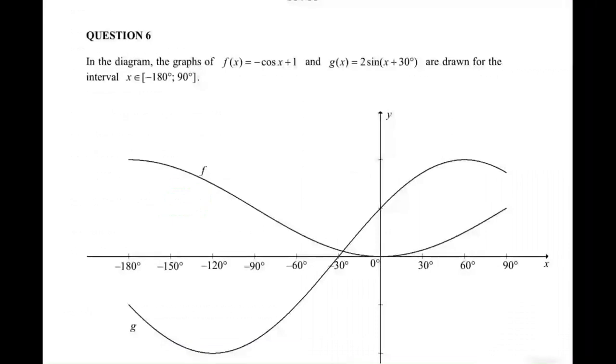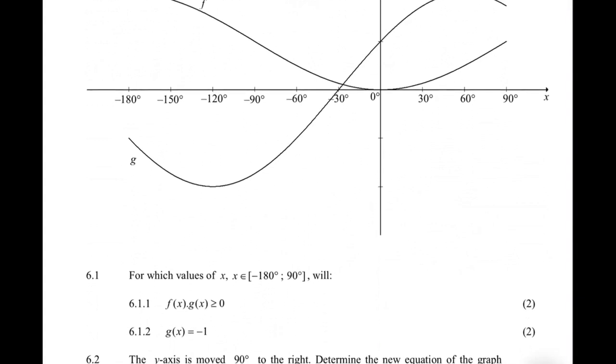In the diagram, the graphs of f of x and g of x are drawn for the interval x an element of minus 180 to 90 degrees. And then 6.1 says, for which values of x being an element of the given interval will f of x multiplied by g of x be greater or equal to 0?